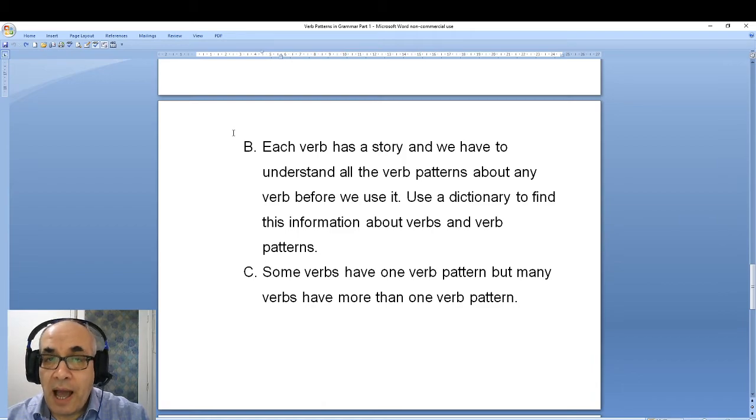Each verb has a story, and we have to understand all the verb patterns about any verb before we use it. Use a dictionary to find this information about verbs and verb patterns. Of course, a good dictionary is the Collins COBUILD English dictionary for English students or for ESOL students. And you can get elementary, upper intermediate or advanced COBUILD English dictionary. Some verbs have 1 verb pattern, but many verbs have more than 1 verb pattern.